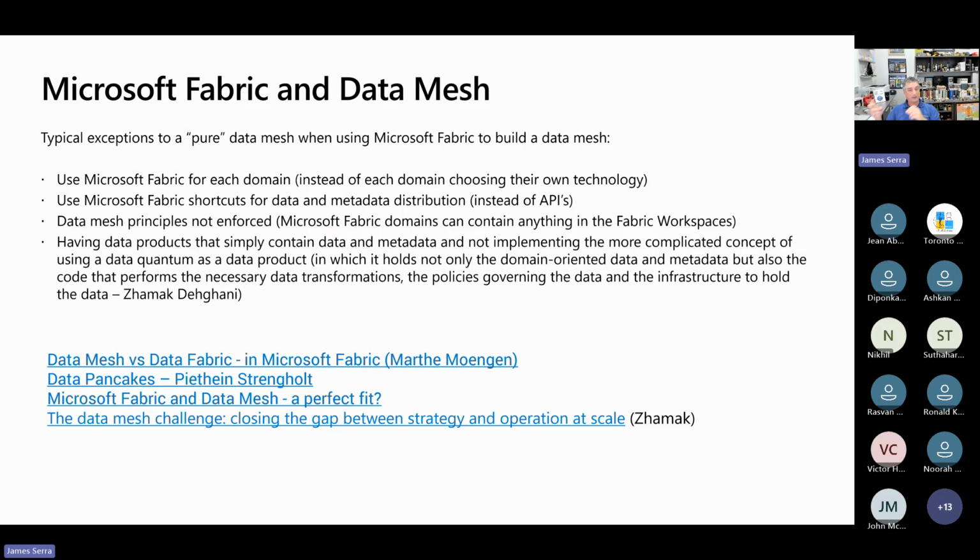They won't build APIs, they'll use Fabric shortcuts instead, and there are other things that I won't get into, but there are a lot of links if you want to look more into the exceptions. But the bottom line is you can build a data mesh in Fabric, but most customers are not following all 4 principles. They're following maybe 2.5 principles, maybe sometimes not even 2, and they want to call it a data mesh, and Fabric can work for them, but it's kind of limited in supporting a complete ideal data mesh.